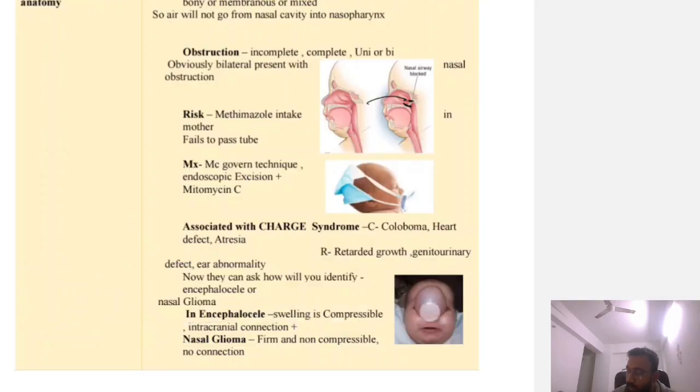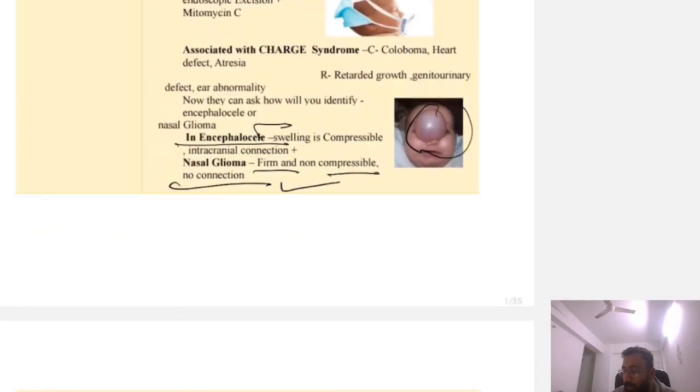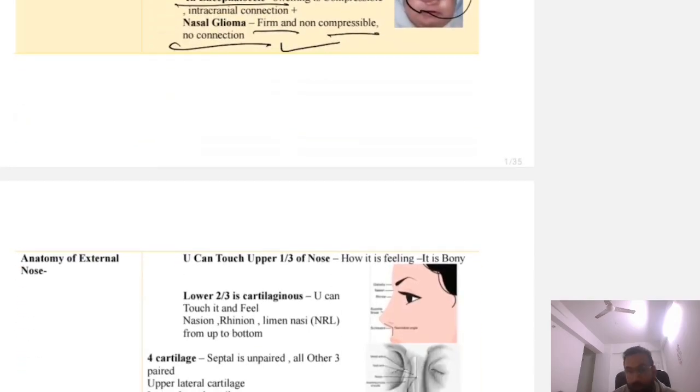Okay, and in nasal glioma, it is firm and non-compressible, and no connection is present. Because the name encephalocele itself says it is connected to the brain, if it is connected to the brain, the swelling is compressible. And in nasal glioma, there is no connection to the brain, it originates from the nose.